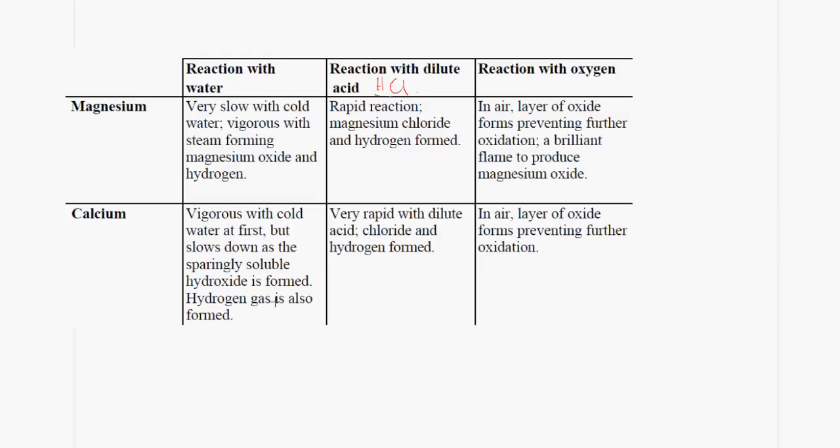So what we are saying is, as we go down group 2, reactivity increases. And the reason for this is that the atomic radii increases down the group. The attraction of the nucleus on the outer shell electrons decreases down the group, and therefore the outer shell electrons are lost more readily. And this is the reason why reactivity increases down the group.